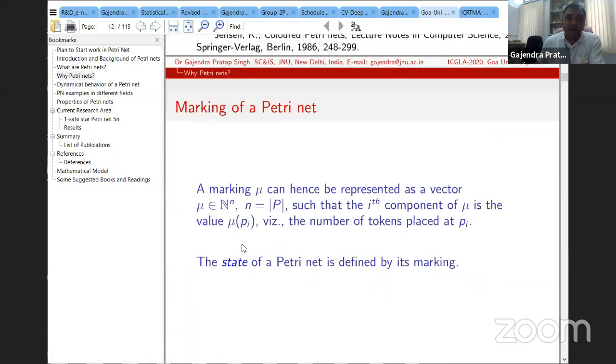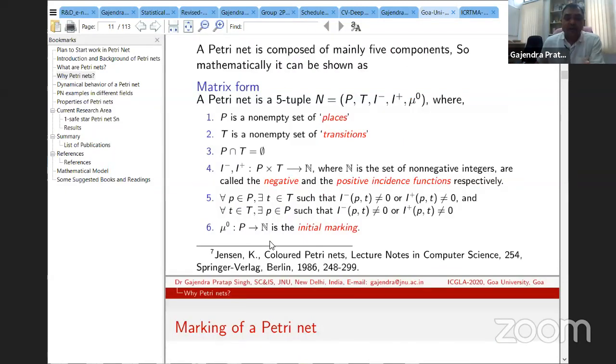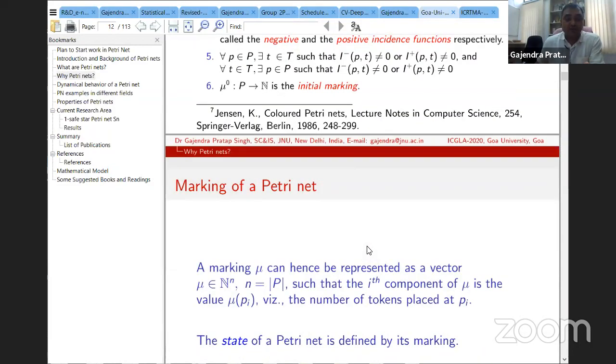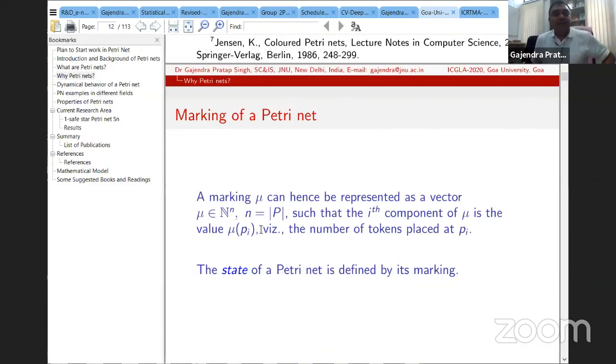In matrix form we can also express I minus as a p cross t matrix, and I plus as a p cross t matrix as well. Next, in general, a marking mu can hence be represented as a vector. Mu belongs to N power n, where n is the number of places, such that the ith component of mu is the number of tokens at that particular place, pi.